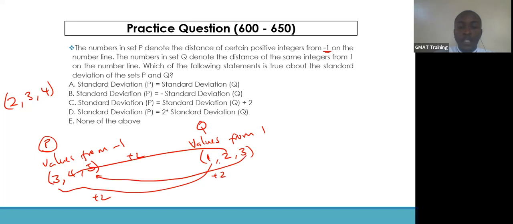So this is the same set. If you have 1, 2, and 3, and add 2 to all the values in this set, we'll have 3, 4, and 5. And from our properties of the standard deviation, you know that adding a value to each number in the set, but still maintaining the same distance between the values, then the standard deviation remains the same, and therefore the standard deviation of P equals the standard deviation of Q, and therefore the answer is A.